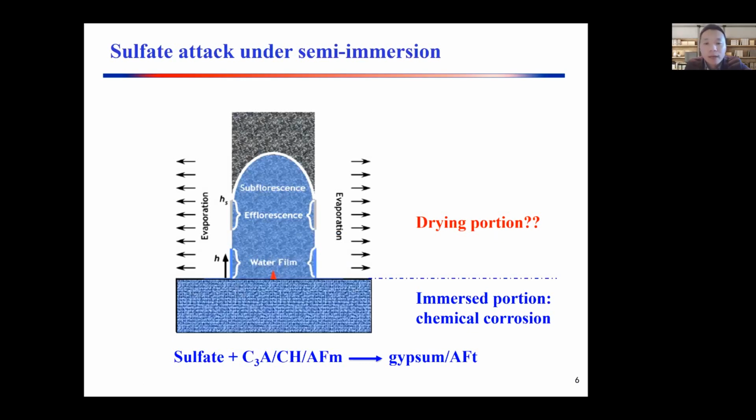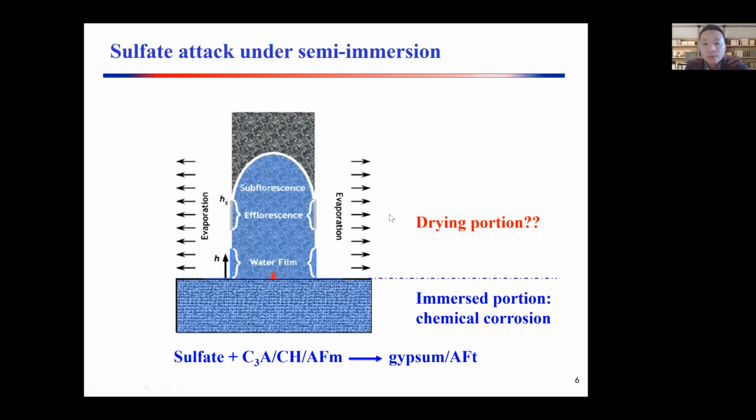Many researchers have investigated the corrosion mechanism of fully immersed portions. They found that under the condition of full sulfate immersion, sulfate can diffuse into the interior of cement-based material and react with the hydration products, such as CH, CSH, C3A, to form AFt and gypsum, resulting in expansion and cracking. This is the most acceptable mechanism of chemical sulfate attack in full immersion.